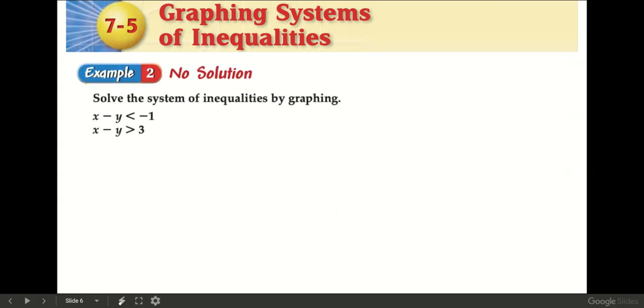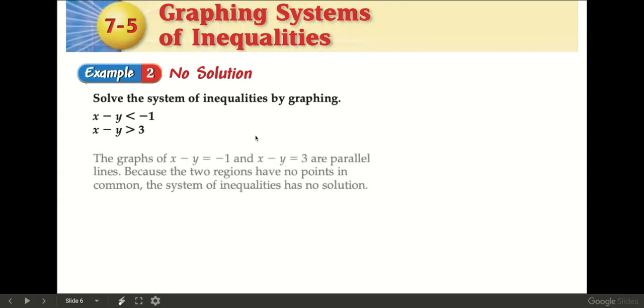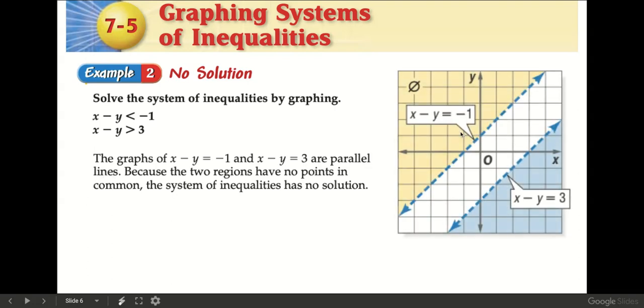So what happens if we encounter something that doesn't quite make sense? So there are times when we can get no solution for a problem. So let's go ahead and solve this system of inequalities by graphing. So if I have the graphs x minus y equals negative 1 and x minus y equals 3, they are parallel to each other because if I look at it, if I were to graph these, right, I would get two lines.